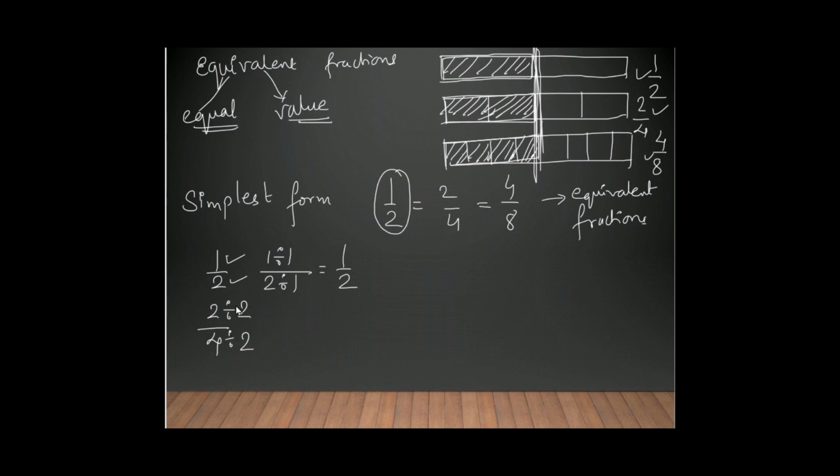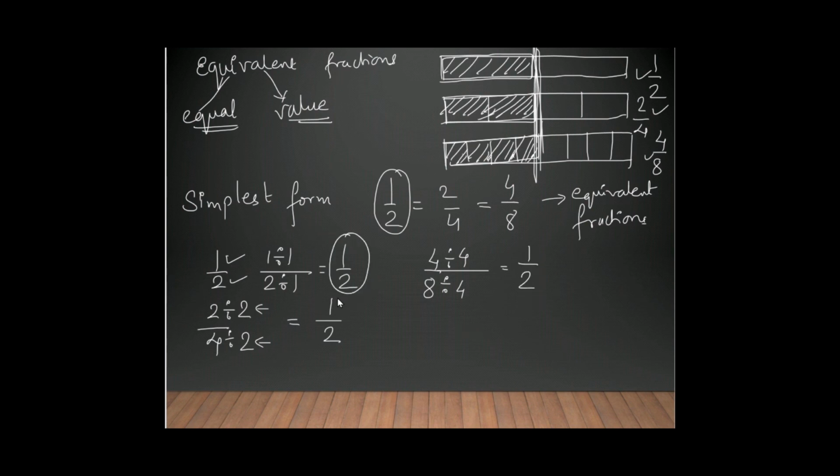divide by 2. And always remember, whenever you are using division or multiplication in fractions, you are supposed to use the same number in the numerator as well as the denominator. You can't use different numbers. So now when I am using 2 to divide both 2 and 4, I get a 1 on the top. 2 divided by 2 is 1 and 4 divided by 2 is 2. Similarly, for 4/8, if I use 4 to divide both 4 and 8 in the numerator and the denominator, again I'll get half.